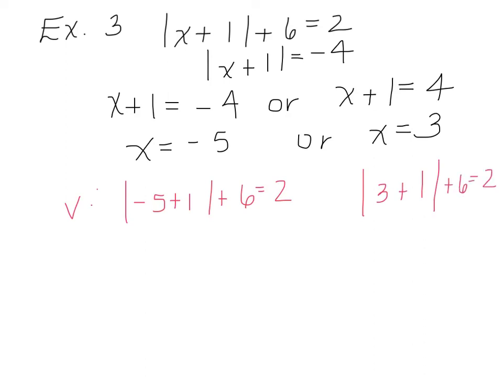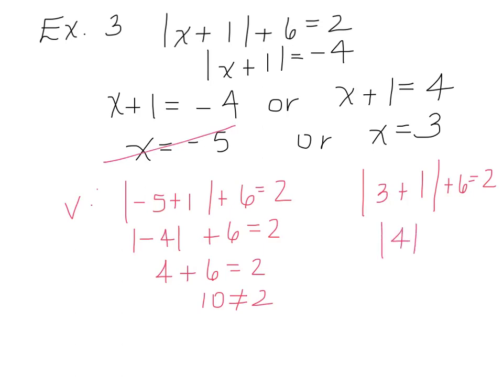So over here I'm going to get -4. Let's see, so that's 4 plus 6. 10 does not equal 2, so that one doesn't work. Over here, I'm going to get the absolute value of 4, and basically the same thing. 10 does not equal 2, so since neither work, that's no solution.